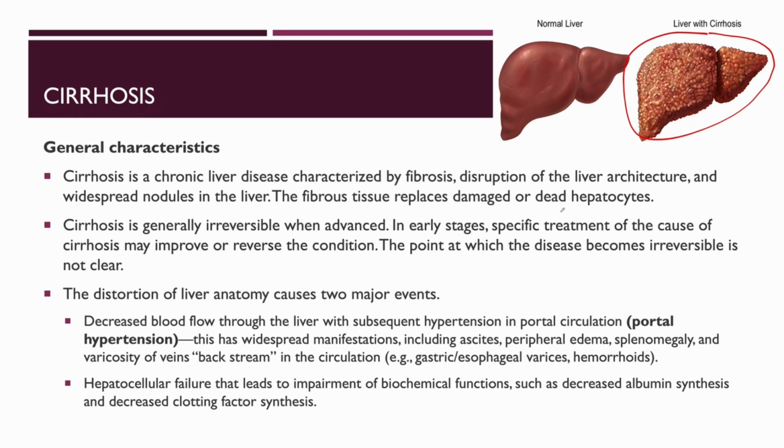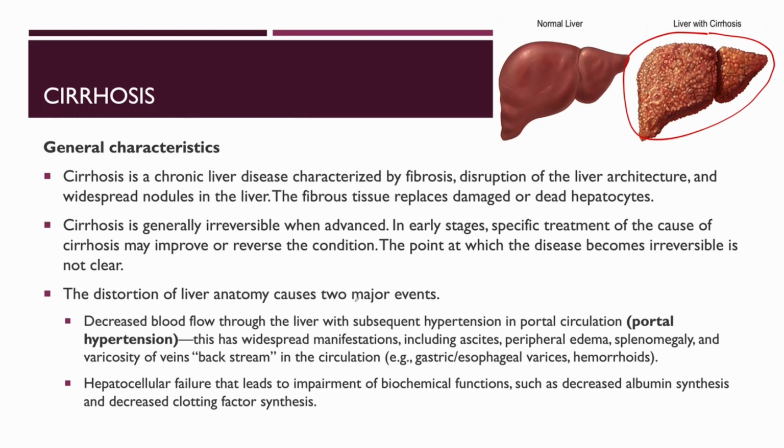So we have decreased blood flow through the liver. As you can imagine, all of this scarring and nodularity, fibrosis within the liver makes it really hard for vessels and for blood to pass through those vessels. So the portal circulation, essentially all the blood, passes through the liver to detoxify. And so if you have a backup in this portal circulation, it causes widespread problems, some of which include ascites, which we'll go into, peripheral edema, splenomegaly, and varicosities. And we're going to go into these one by one so we can talk about how they happen and how they present.